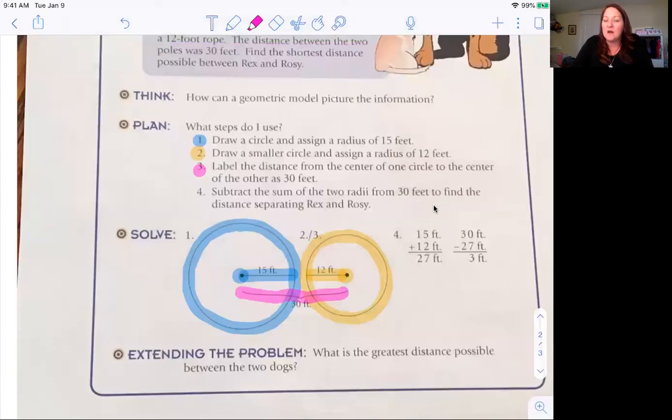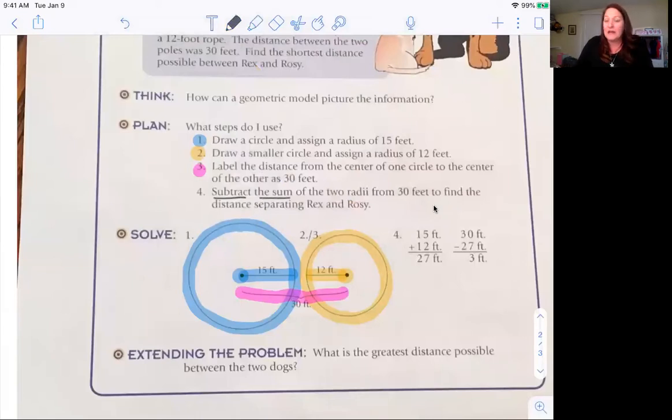Subtract the sum of the two radii from 30 feet to find the distance separating Rex and Rosie. Okay, so there's some different words in this. The words we want to look out for are subtract the sum, which means we're going to be adding somewhere, right?